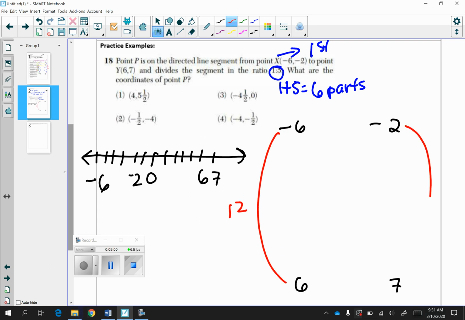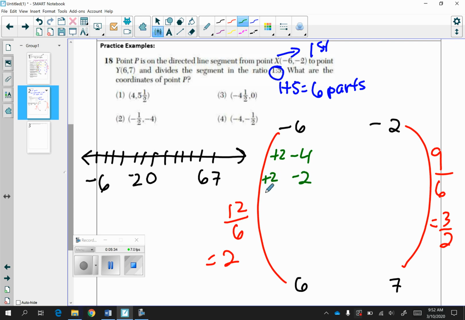How long is it from -2 to 7? That's 9. Now keep in mind, because I was traveling from left to right, it was positive, but if I was going the other direction, it would be negative. Divide by my number of parts, I get 2. Divide by 6, and you can reduce the fraction if you want to 3/2. The next thing, and I'm not going to write very big, I'm going to keep adding 2. Just I put that part small. Keep adding 2 till I get to 6.